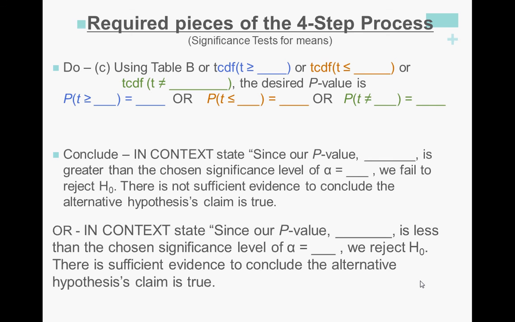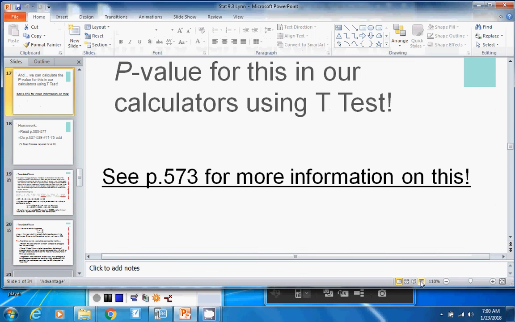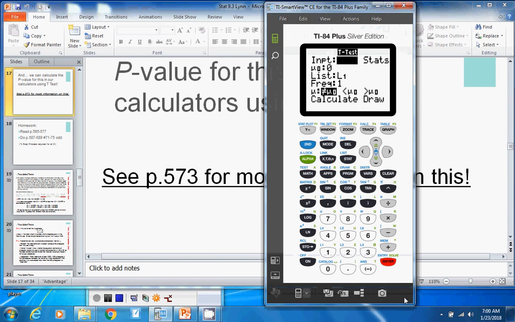In good news, we can calculate the p-value for this in our calculators using, you know it, the t-test. I'm going to briefly show you here, but you can look at page 573 for more on this. So just to make sure you see it, I'm under t-test. Let me show you how you get there. We go to stat, shocking, go over to tests, and we use the t-test.